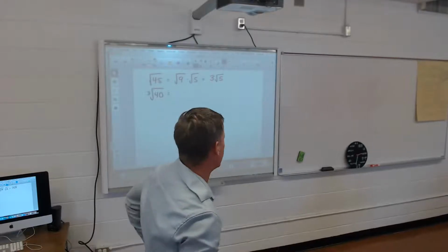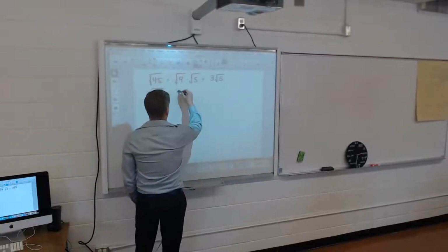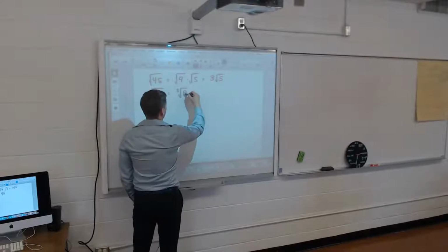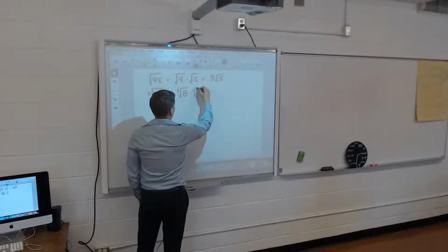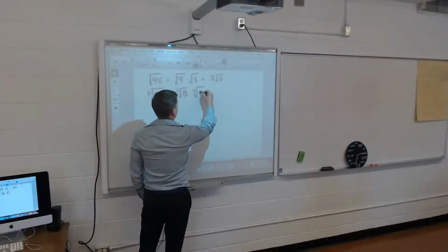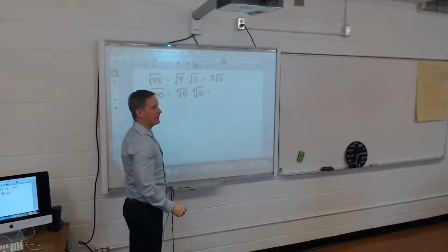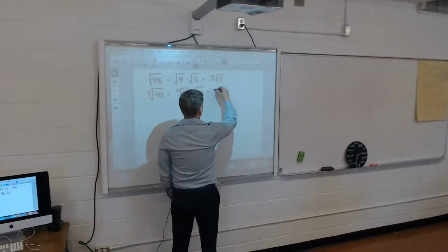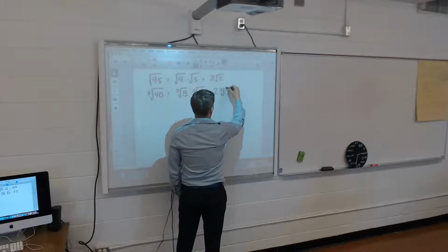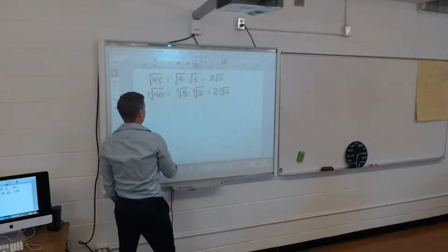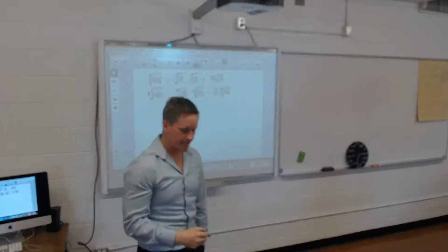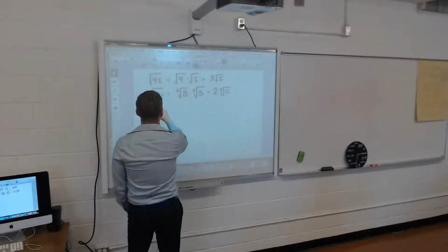Which one? 8. So I'm going to go cube root 8. And what do I times 8 by to get to 40? 5. And what is the cube root of 8? 2. So I have 2 cube root 5. Good?